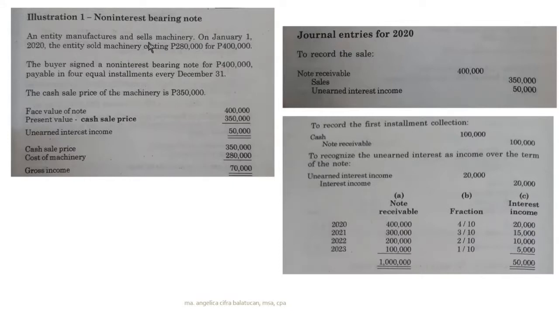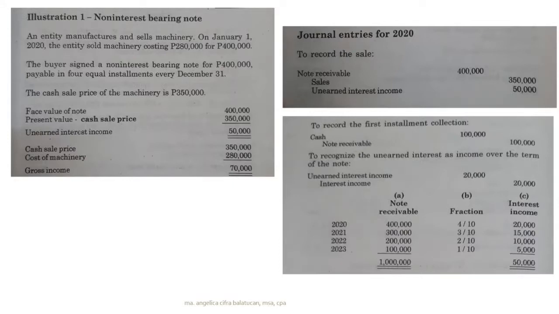So an entity manufactures and sells machinery. On January 1, 2020, the entity sold machinery costing 280,000 for 400,000. The buyer signed a non-interest bearing note for 400,000 payable in 4 equal installments every December 31. As you can see in the problem, you cannot find a stated interest, right? There is no 5% note stated, no 5% interest bearing note, and that is what specifies non-interest bearing.